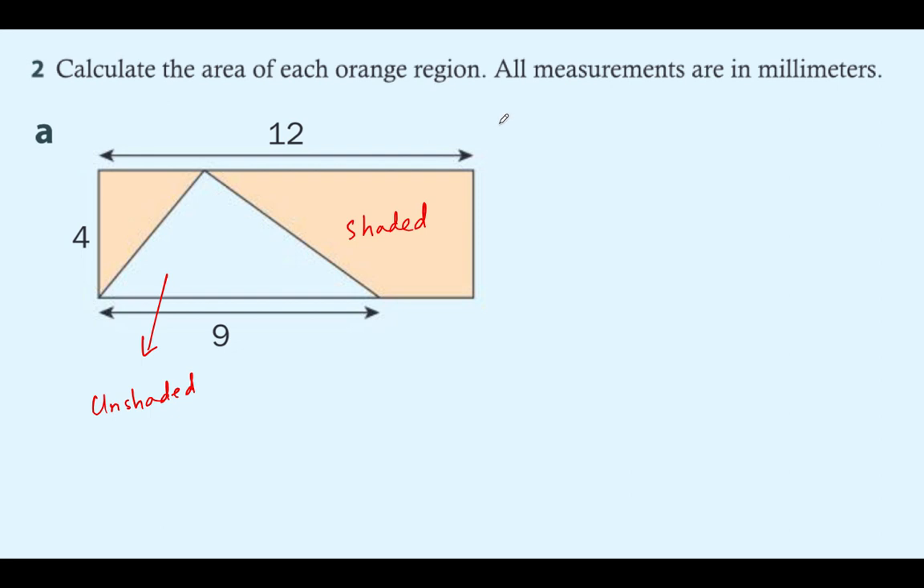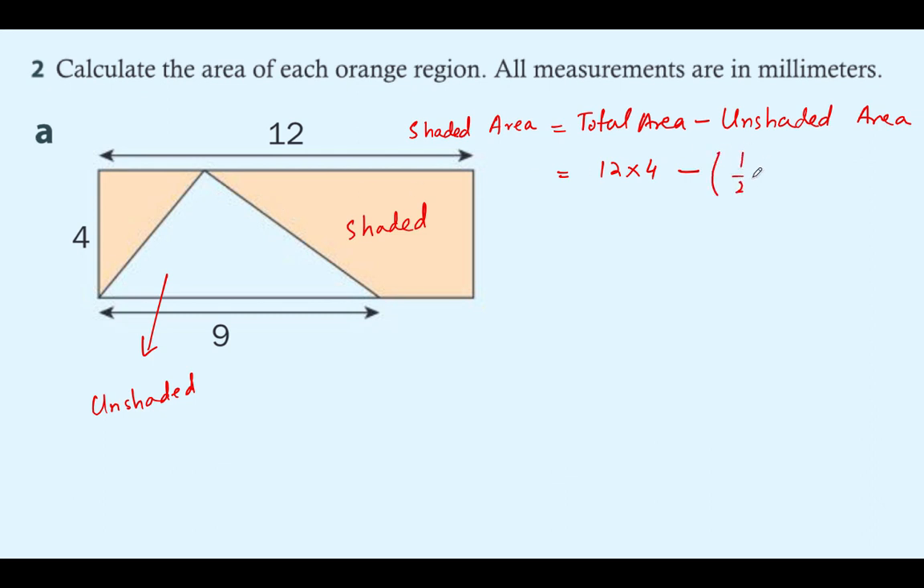So we can develop a formula that shaded area is total area minus unshaded area. So total area will be total area of this rectangle, that is 12 times 4, minus the unshaded area, that is the area of triangle. So for this triangle the formula is half into base into height. So base is 9 centimeter and height is same as the height of the rectangle, that is 4. This is also 4.